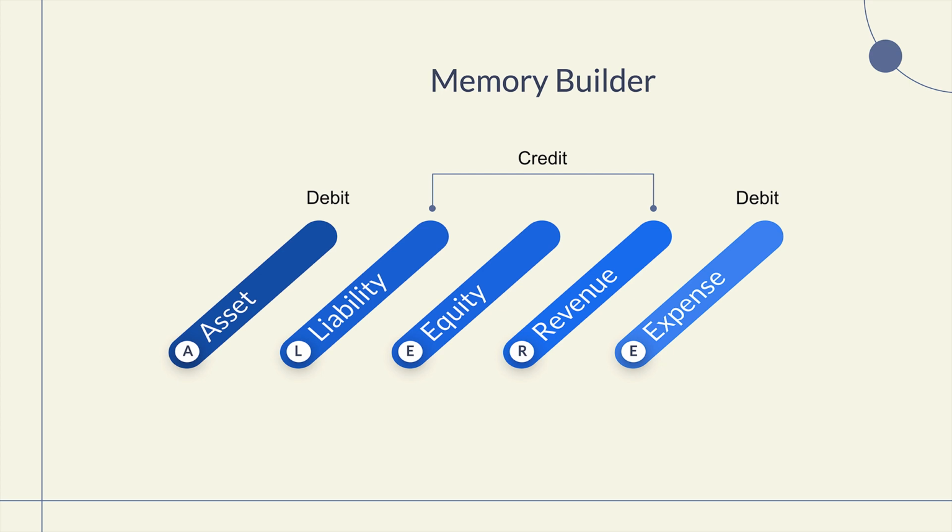And so, if you take assets as your first debit, so ALERE, it is the last 2 fingers, your thumb and your pinky, that represent natural debits. So, when you want to increase an asset or an expense account, you're going to debit that account, and everything else by default will be naturally increased by a credit.